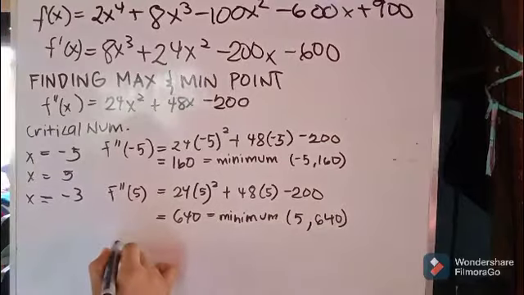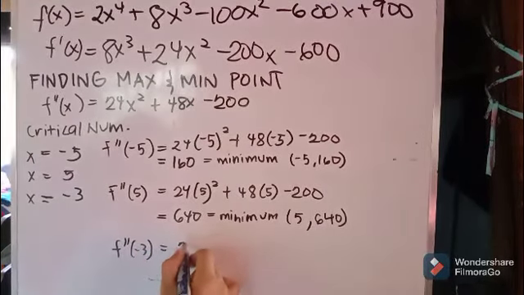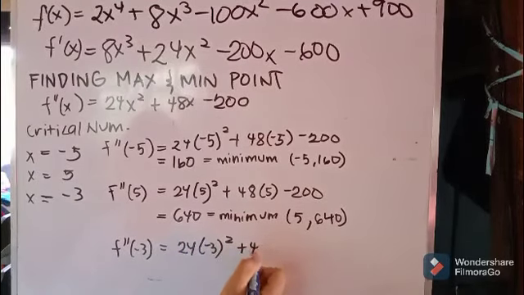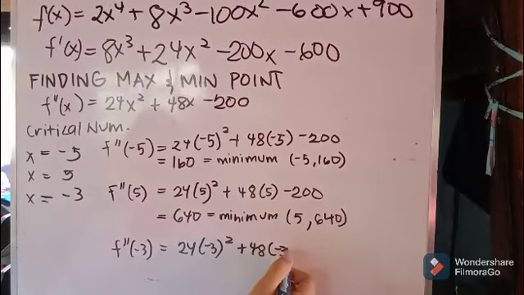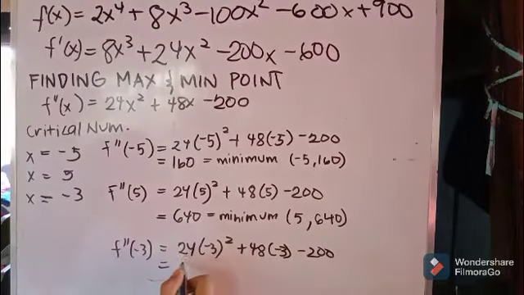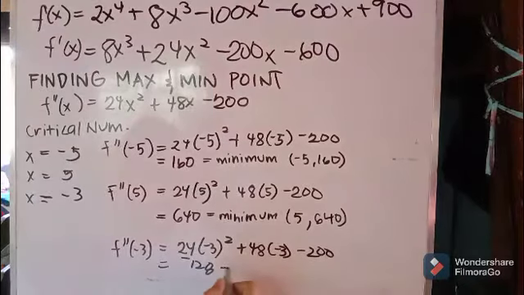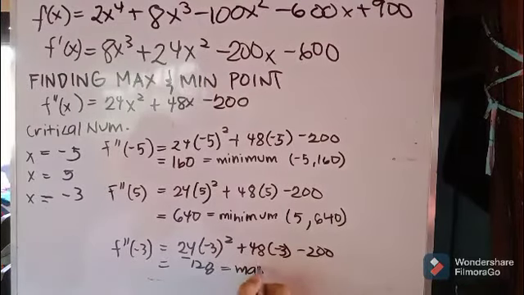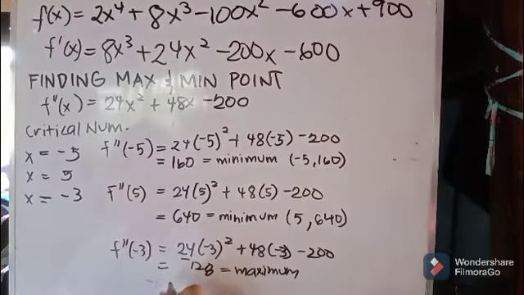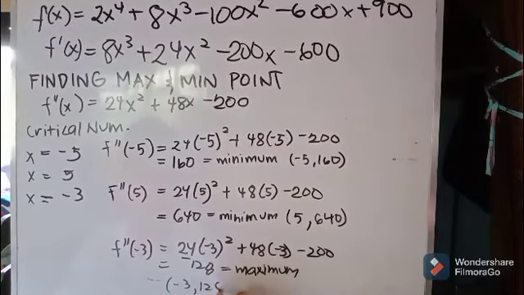And last is f double prime of negative 3, 24 multiplied by negative 3 squared plus 48 times negative 3 minus 200. So the answer is negative 128. So it is negative, so it is a maximum point. So the maximum point is negative 3 for the x, and for the y is 128.